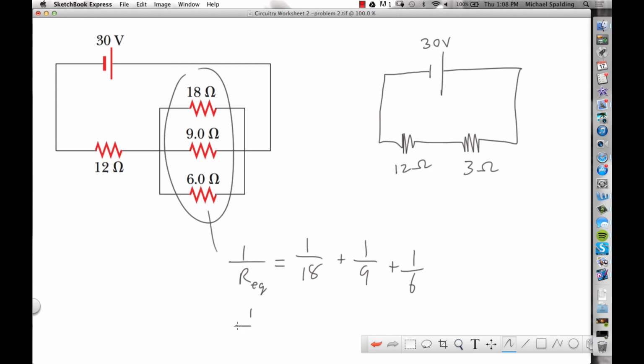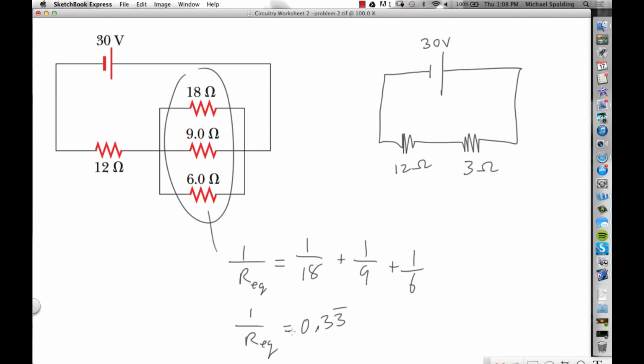So you do that on your calculator, and what that's going to give you is 0.33 repeating. Now, is that the equivalent resistance, or is that 1 over? That's 1 over. So you got to cross multiply, or you could just flip both sides. So the algebra would be the equivalent is 1 over 0.33 repeating, which gives 3.